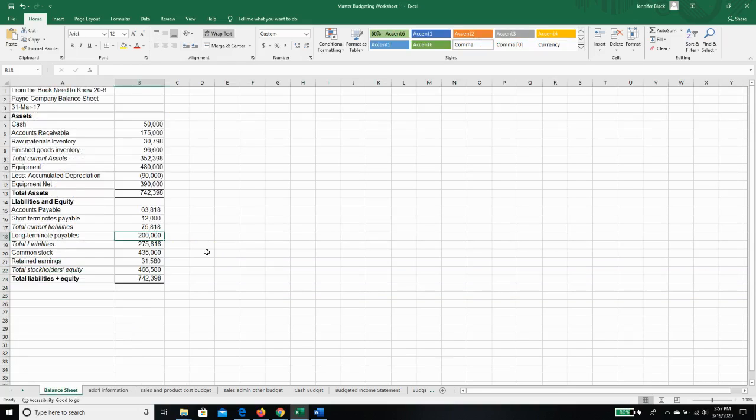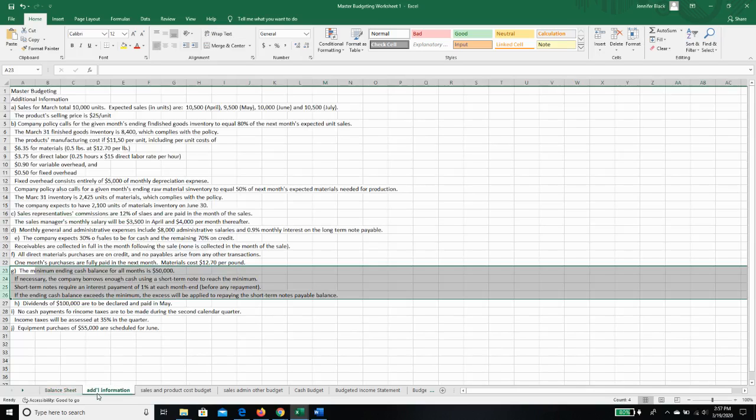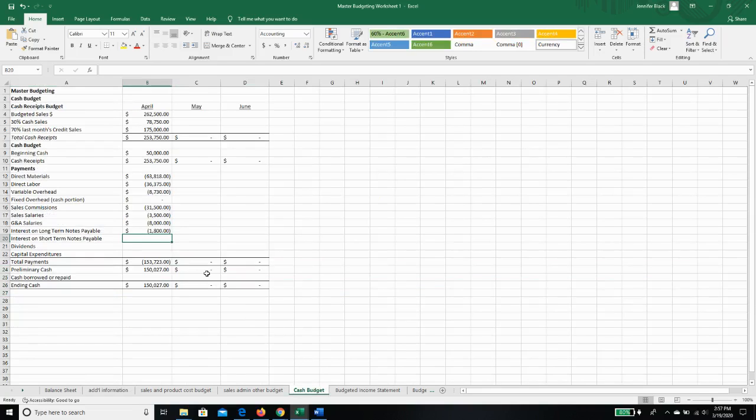All right, so my question is, do I have a short-term notes payable balance? So I'm going to go back to my balance sheet, and sure enough, we borrowed $12,000. And if I look here, that means my short-term notes payable interest is going to be 1% of $12,000. So I will do minus 12,000 times 0.01, and I have interest on short-term notes payable of $120.